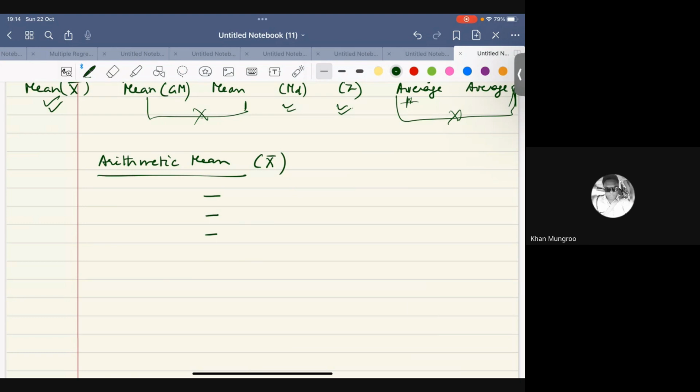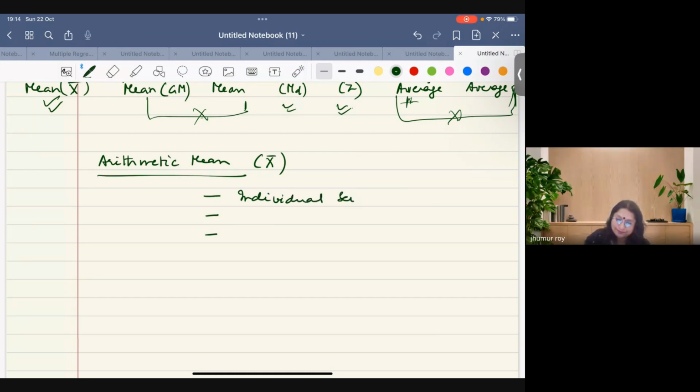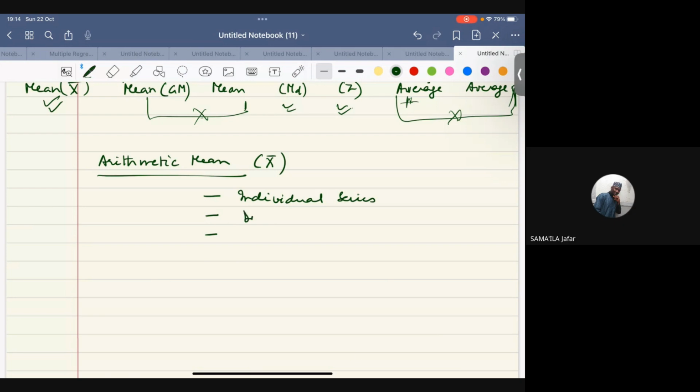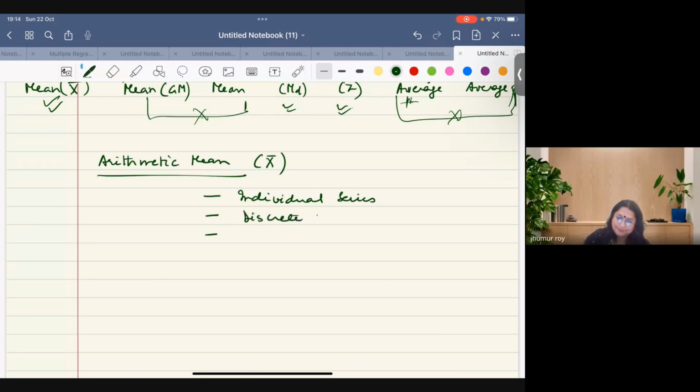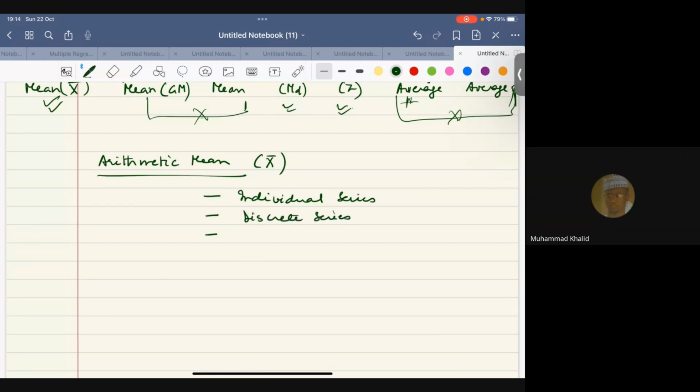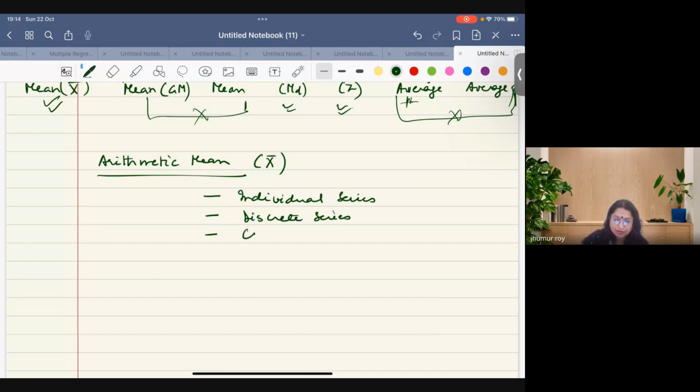Individual series, then discrete series, and continuous series. Yes. Okay. So we have these three series, and we will learn how to calculate mean for all the three kinds of series that are there.